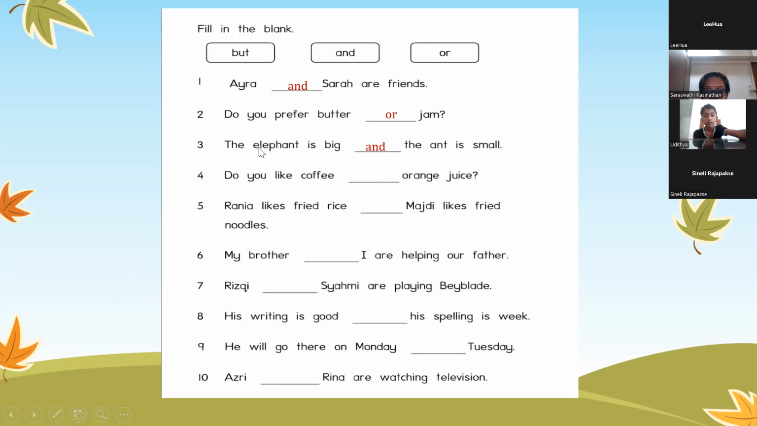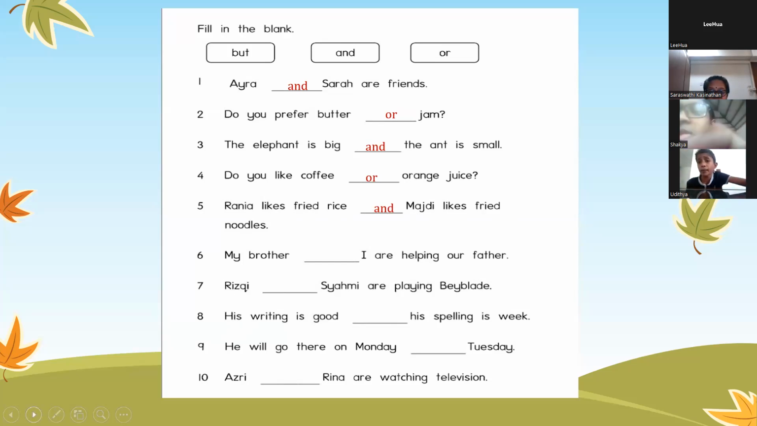Let's look at number 3 again. The elephant is big and the ant is small. Okay, this sentence is acceptable, but it's also acceptable: the elephant is big, but the ant is small. Okay. Number 4. Do you like coffee or orange juice? Okay, number 5. Ranja likes fried noodles. Okay. Rainier likes fried rice and Majdi likes fried noodles. Okay. Here you can also use the word but. Okay. But. Number 6.